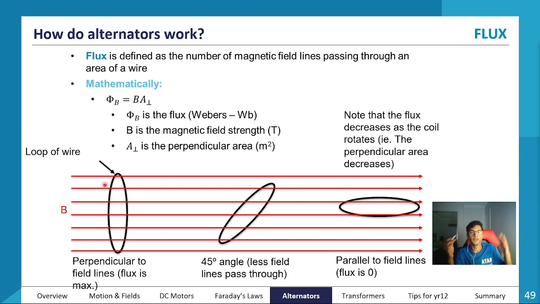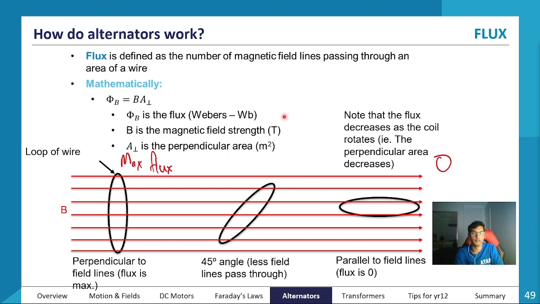The reason why is because of the red field lines: there is the most amount of field lines intersecting the area of the loop of the wire. So at this point, we say it has max flux. On the third diagram, however, this has zero flux. The reason it has zero flux is that the coil is parallel to the magnetic field, and when something is parallel to the magnetic field, no flux is being generated.